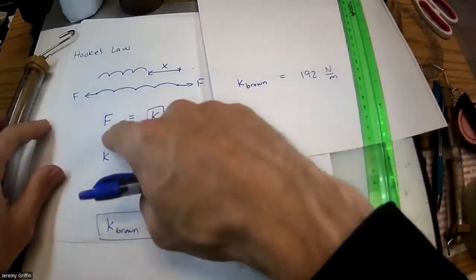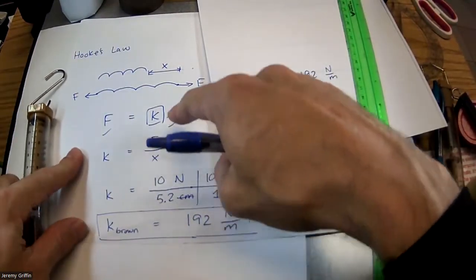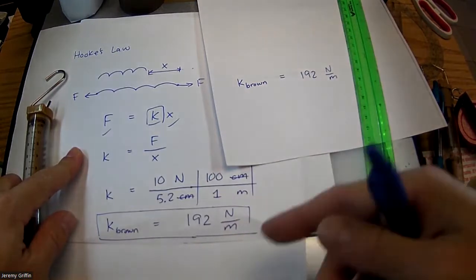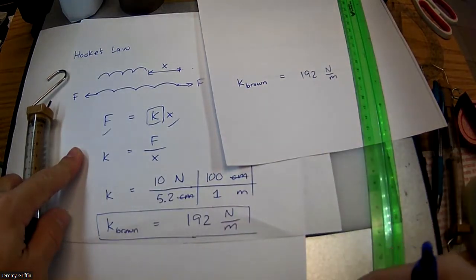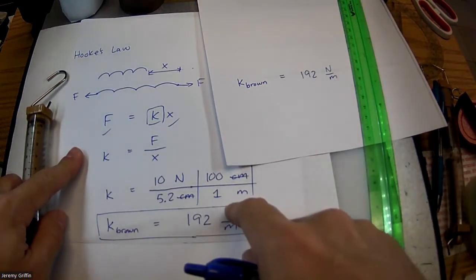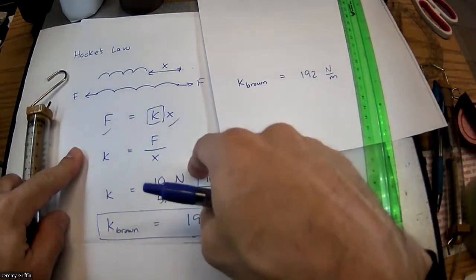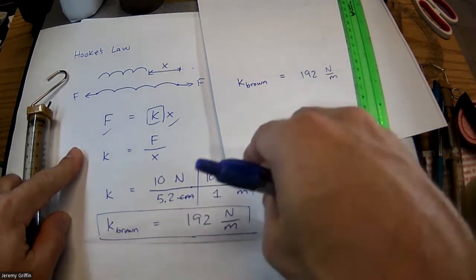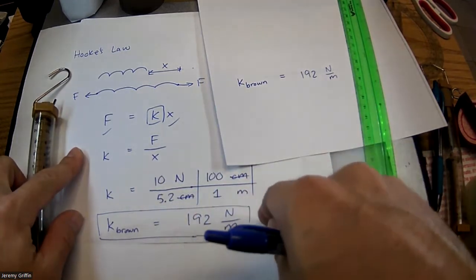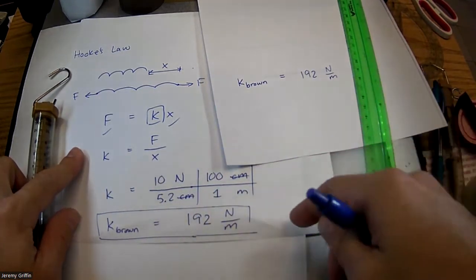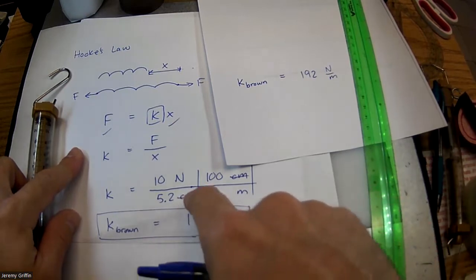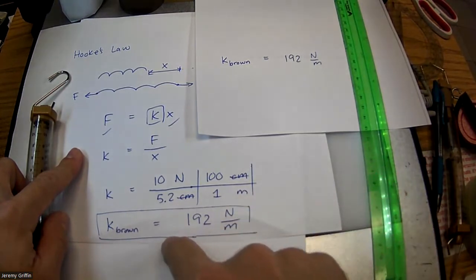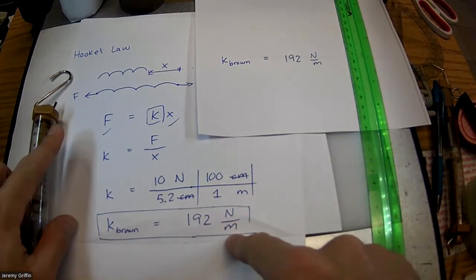So if I take Hooke's law and rearrange it algebraically, the force divided by the stretch amount tells me the spring constant. That's how stiff the spring is. It's a way to quantify how stiff, right? For 10 newtons of force, it stretches 5.2 centimeters, so I can divide that out and get newtons per centimeter. Maybe I want newtons per meter because that's a more conventional way to express the spring constant. So I multiply by 100 centimeters per meter, and I come out with 192 newtons per meter, right?